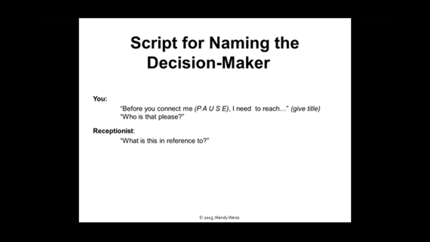Let's say you want to reach the head of human resources, and you say, "Before you connect me, I need to reach your director of human resources. Who is that, please?" And the receptionist says, "What is this in reference to?" She means we don't have anybody by the title of director of human resources. So you've got to give her more titles.